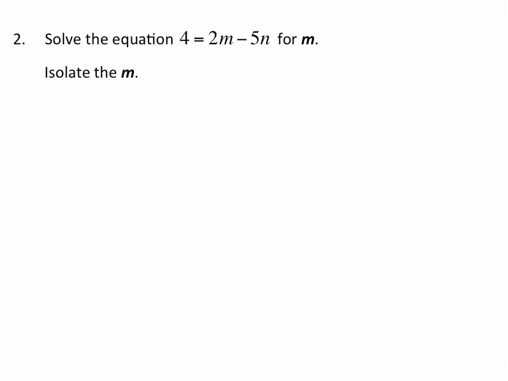Solve the equation 4 equals 2m minus 5n for m. So I want to get this m all by itself. So I need to isolate the m, get the m all by itself. So I take my same rules as before. I have to move this negative 5n away from the m's. So in order to get rid of a negative 5n, I would add 5n's to both sides. That would cancel these out over here.